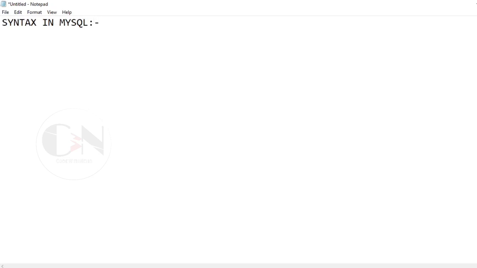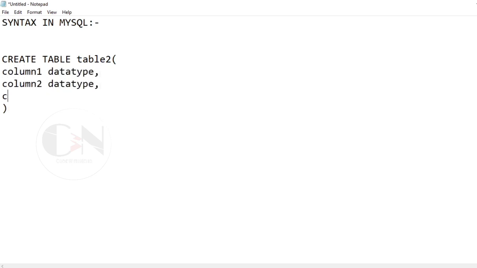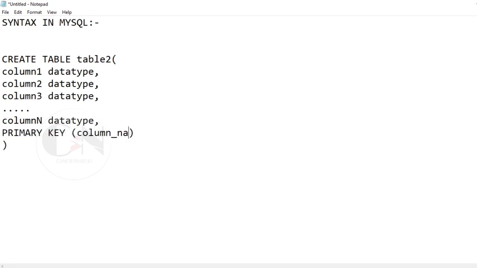So, let's look into the syntax of foreign key. It's almost similar to the syntax of primary key, but it also has a command called references. So, what's the purpose of references? Basically, references refers to the primary key of another table. It gives reference of one table to another table.